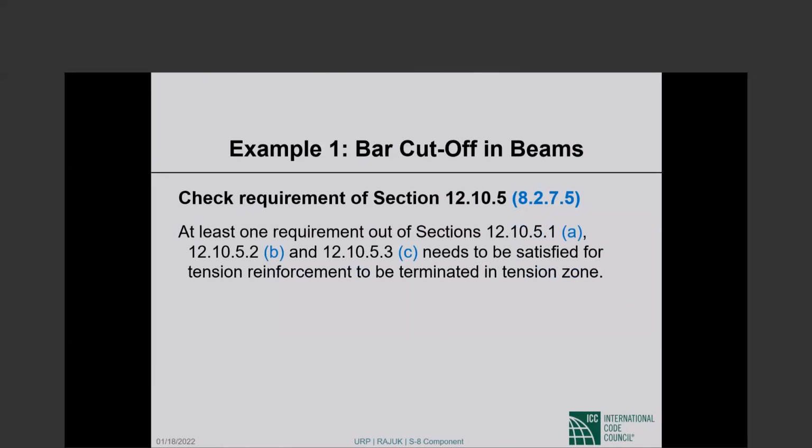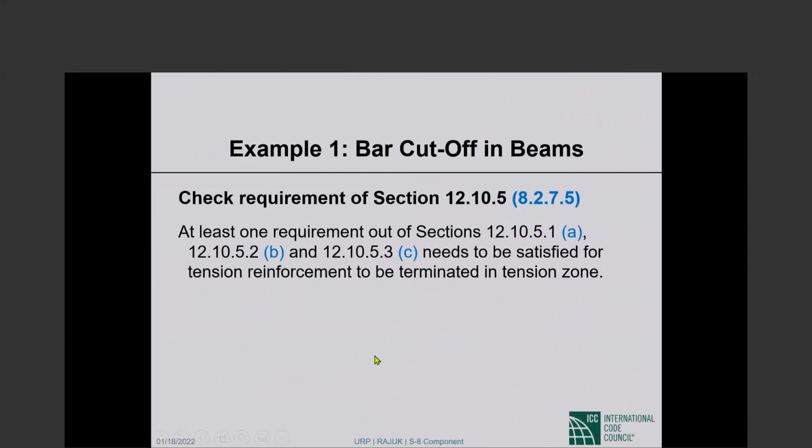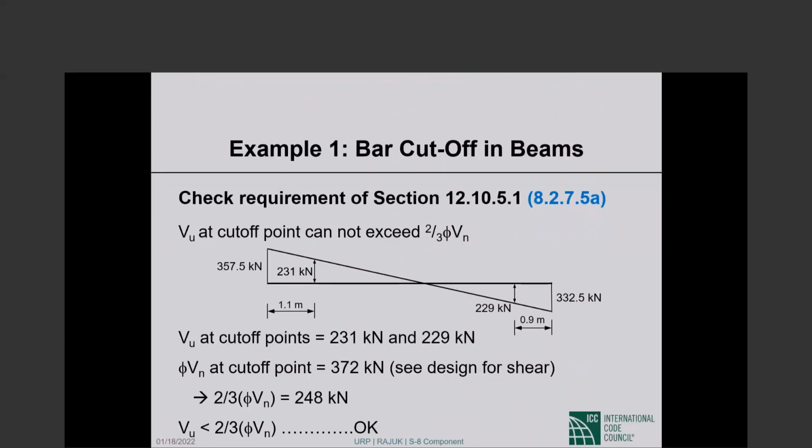Okay, check at least one requirement. So we are terminating the positive bars in a tension zone. Okay, the bars are still in tension. So at least one requirement of, remember, there were one of three requirements had to be met if we wanted to terminate bars in a tension zone. So that's what we are checking now.